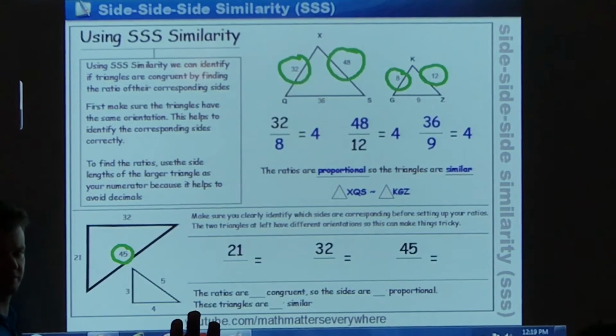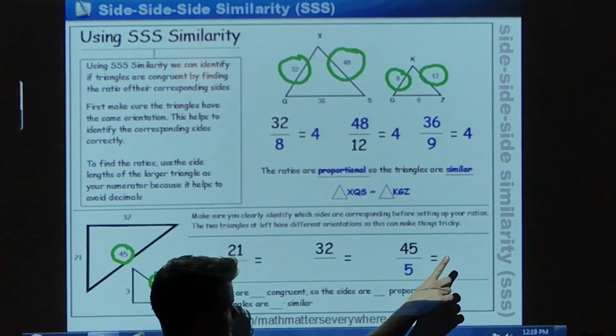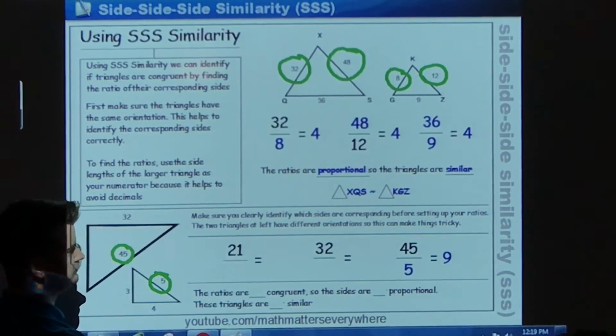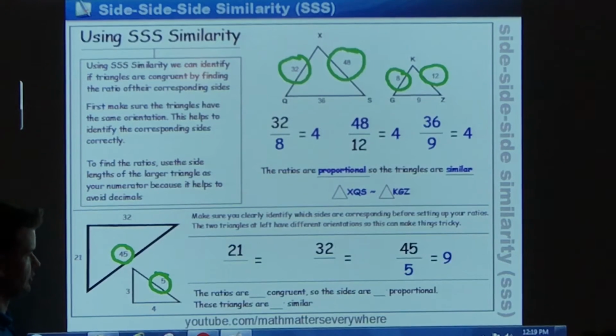What's going to go beneath 45? 5. That was pretty simple. 45 divided by 5 gives me 9. And then I want to identify another one. So I look at 21.